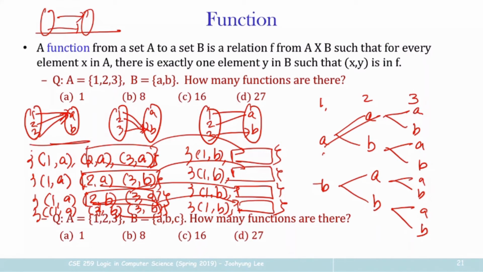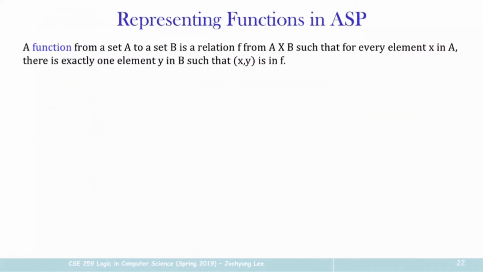Recall, this is the slide that you saw before. We worked this out: when A equals {1, 2, 3} and B equals {a, b}, how many functions are there? For each element of A, you have to choose exactly one element from B. So 1 can choose either a or b, 2 can choose either a or b, 3 can choose either a or b. So there are 8 possibilities, 8 functions. That's what you studied before. Now what we are going to do is encode this idea in the language of Clingo. Given the mathematical definition, can we turn this into the language of Clingo? That's what we are going to do.